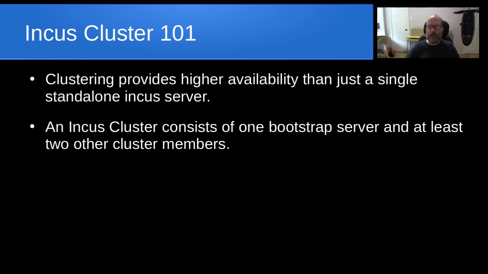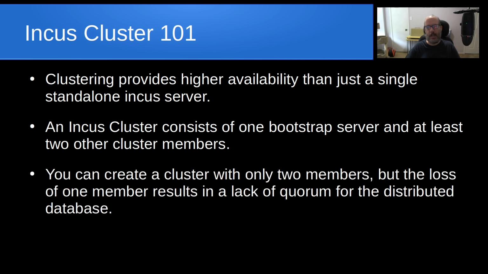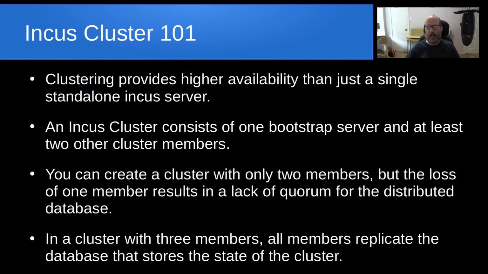An Incus cluster consists of one bootstrap server and at least two other cluster members. You can create a cluster with only two members, but the loss of one of those members results in a lack of quorum for the distributed database. And the whole point of a cluster is to have higher availability and higher reliability. In a cluster with three members, all members replicate the database that stores the state of the cluster.